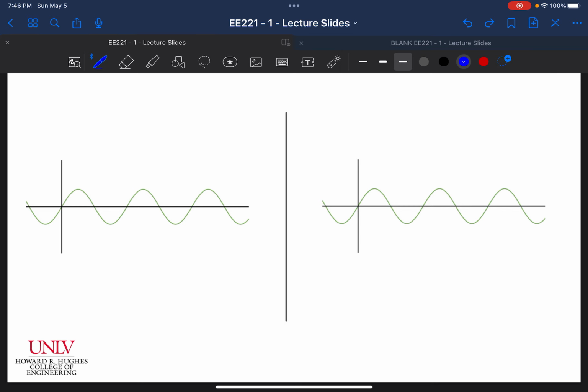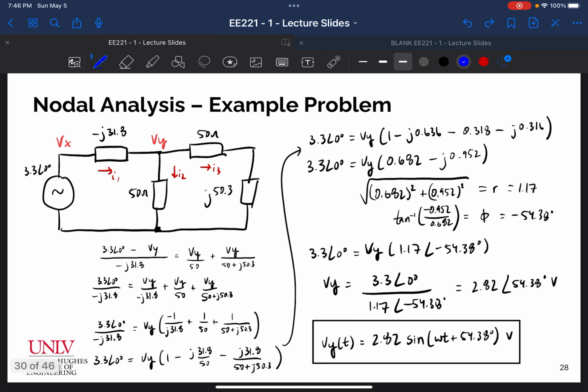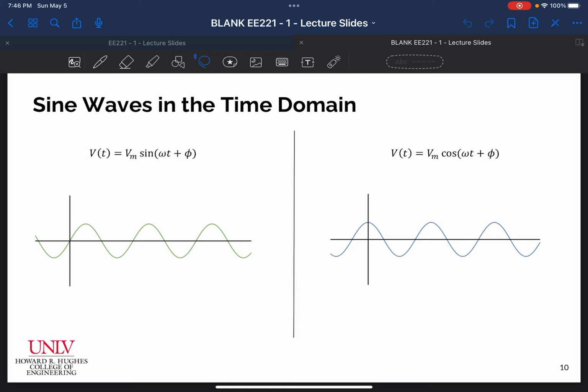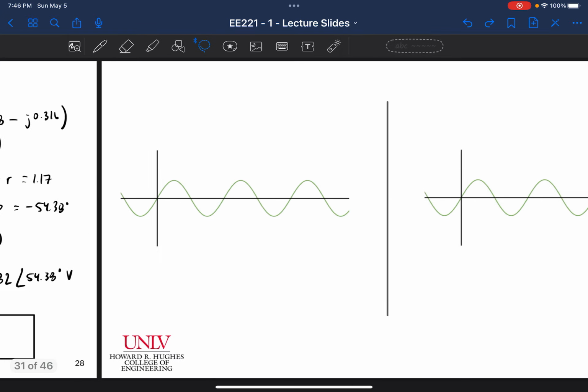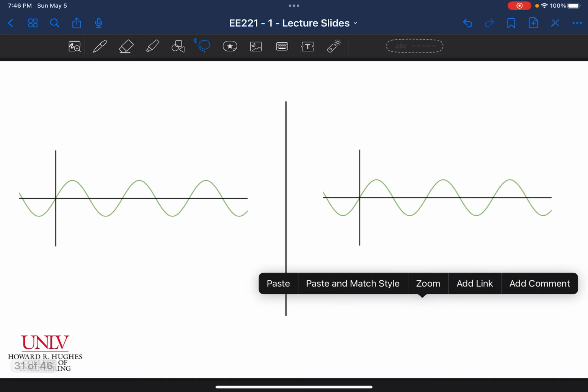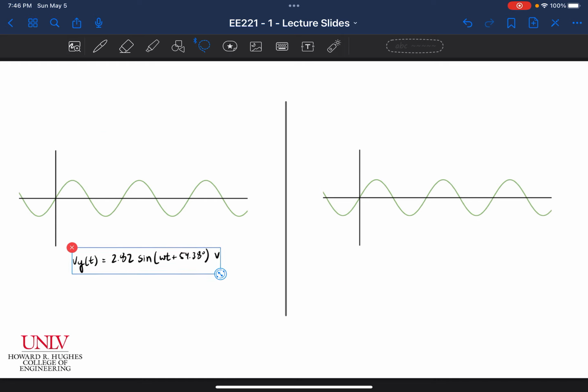So what we got in our last problem was an answer, Vy of t is equal to 2.82 sine of omega t plus some phase shift, 54.38 degrees. So let's come back over here. Oh, sorry, that's not where I wanted to be. The next slide, which I've created. So this was our answer.